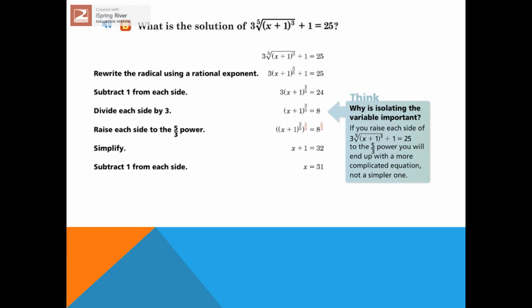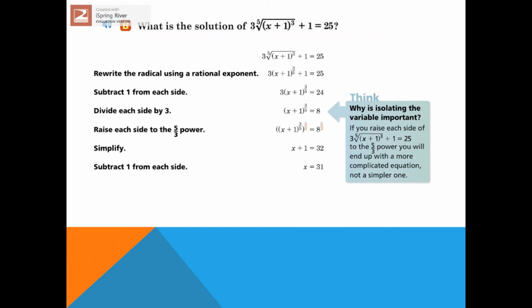Now, think, why is isolating the variable important? If you raise each side of 3 times the fifth root of (x plus 1) raised to 3, plus 1, is equal to 25 to the power of 5 over 3, you will end up with a more complicated equation, not a simpler one. Next step, raise each side to the 5 over 3 power. Since we have rational exponent 3 over 5, get the reciprocal of it. That's why we have 5 over 3 on both sides of the equation.